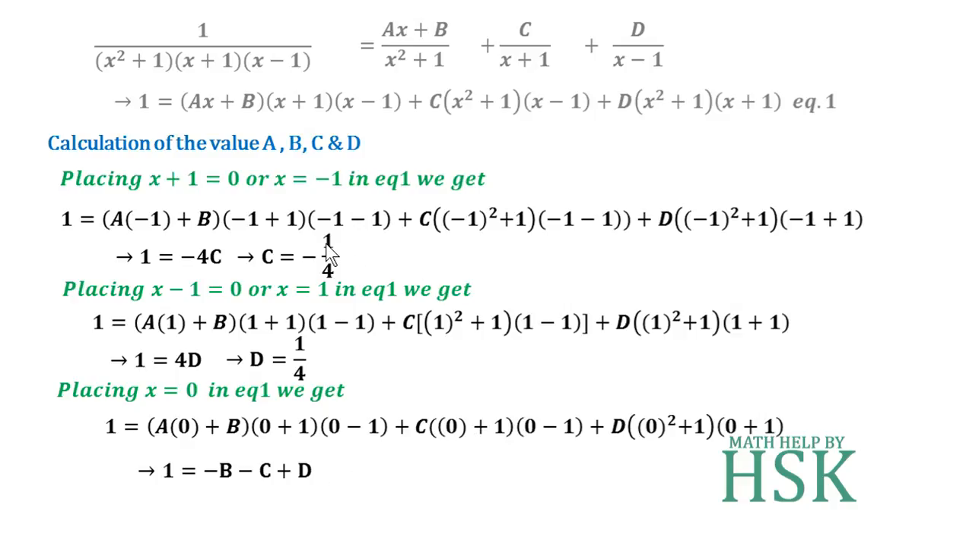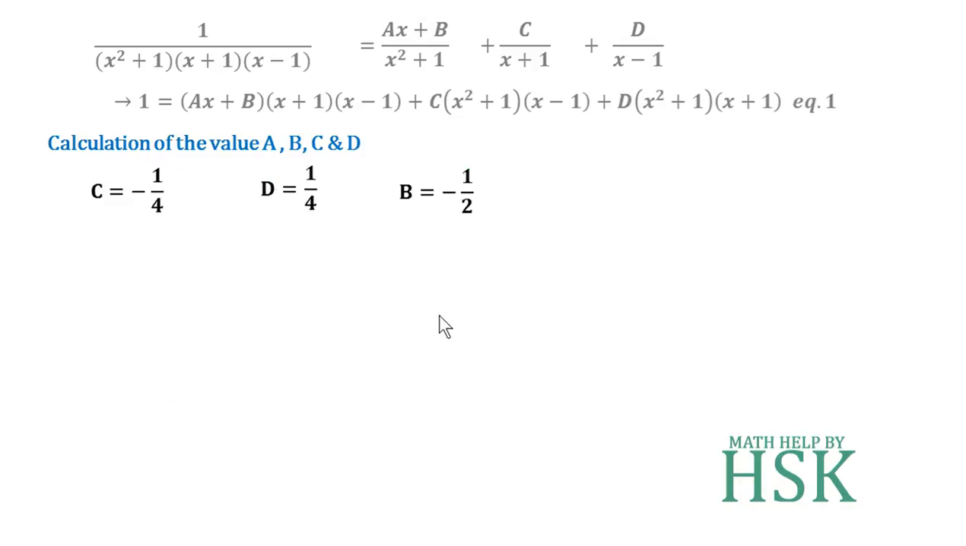So on placing the value of c and d in this equation, I'm going to get 1 is equal to minus b minus minus 1 by 4 plus 1 by 4. So this solves to give me 1 by 2. 1 by 2 goes here. 1 minus 1 by 2, that will be 1 by 2. Okay, and 1 by 2 is equal to minus b, or I get b is equal to minus 1 upon 2. Okay, so we have calculated the value of c, d and b.